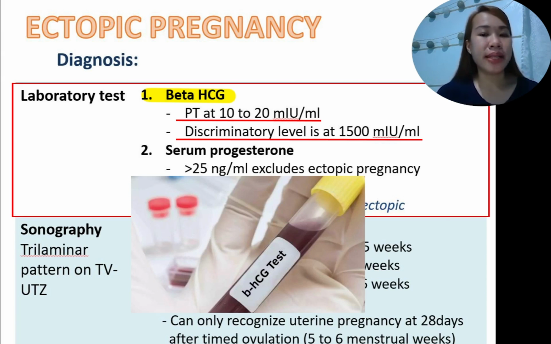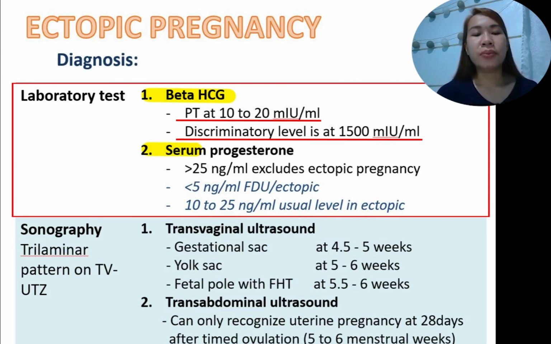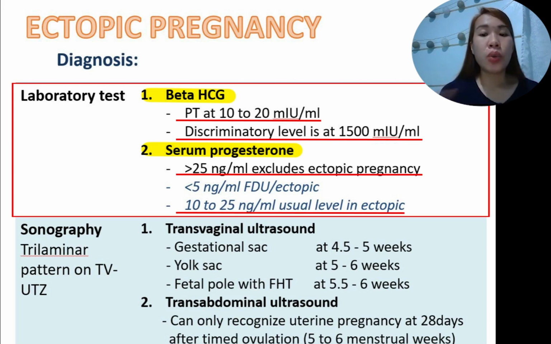Another is serum progesterone. If the level is 10 to 25 nanogram per ml, this is the usual level in ectopic pregnancy. If it exceeds 25 nanogram per ml, this excludes ectopic pregnancy, meaning we rule out ectopic pregnancy. Okay, these are the laboratory tests.